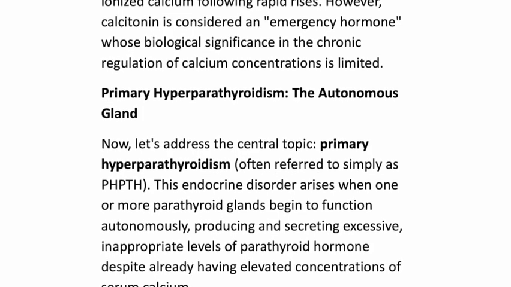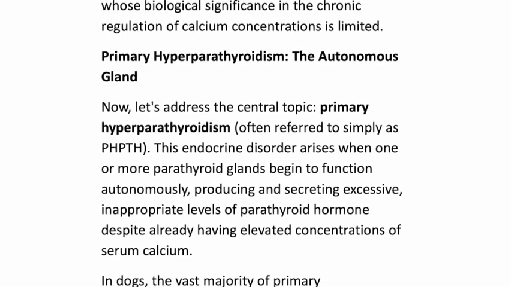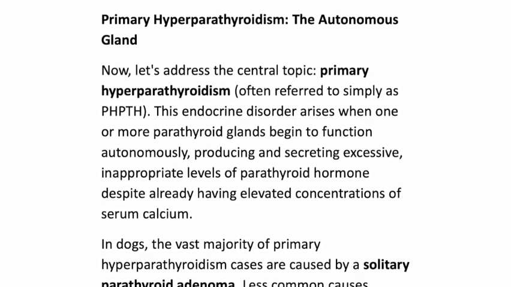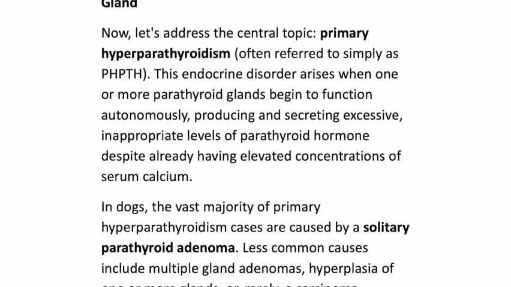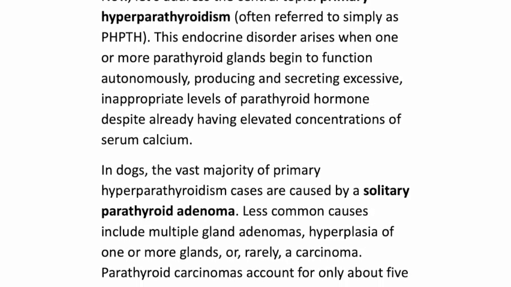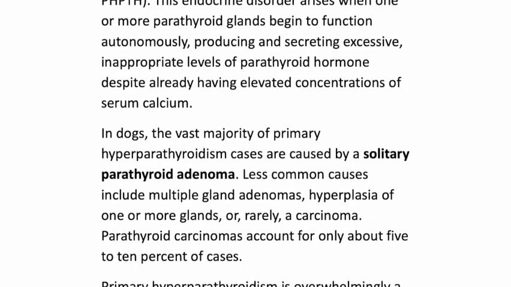Primary hyperparathyroidism, the autonomous gland. Now, let's address the central topic, primary hyperparathyroidism, often referred to simply as PHPTH. This endocrine disorder arises when one or more parathyroid glands begin to function autonomously, producing and secreting excessive, inappropriate levels of parathyroid hormone despite already having elevated concentrations of serum calcium.